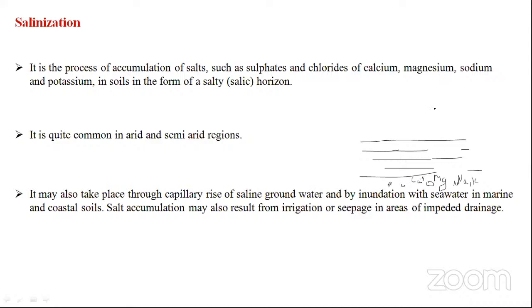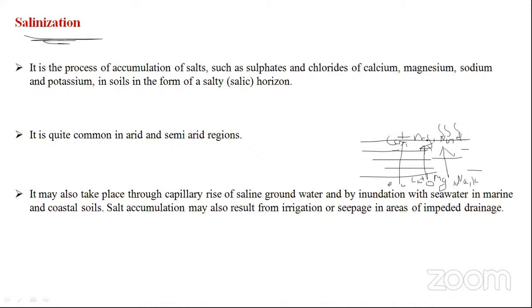What will happen? In a semi-arid region the temperature is very high and evapotranspiration is more. This water, with whatever dissolved components, will move to the upper layer due to capillary action, the capillary fringe, and the high evapotranspiration. All these salts are then completely accumulated in the upper layer. Finally we will end up with the problem called salinization.